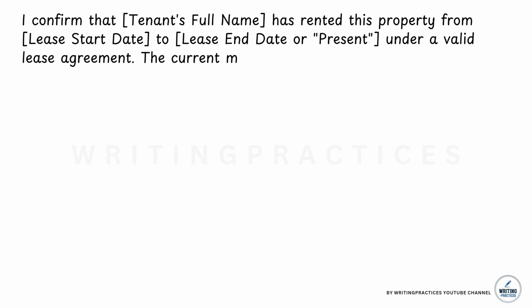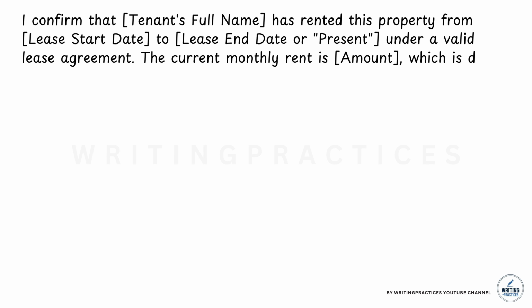This paragraph provides the recipient with important information about the tenant's rental history. Include the lease start date, the lease end date if applicable, or indicate that the tenancy continues to the present. Also state the monthly rent and the payment due date. These details help establish the length and terms of the tenancy. Be sure the dates and rental amount match your lease agreement and payment records.